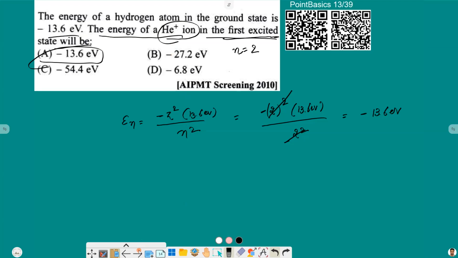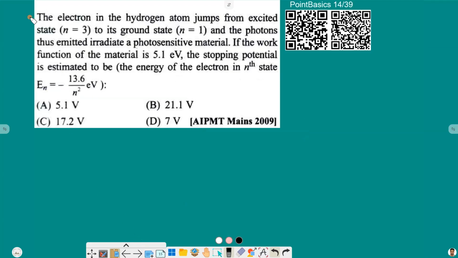Moving ahead, the electron in the hydrogen atom jumps from excited state n3 to ground state n1. Then the photons thus emitted irradiate a photosensitive material. If the work function of the material is 5.1 electron volt, the stopping potential is estimated to be? So we have to calculate the stopping potential. For that, we need the energy of the photon which strikes this material. And how can we calculate the energy?